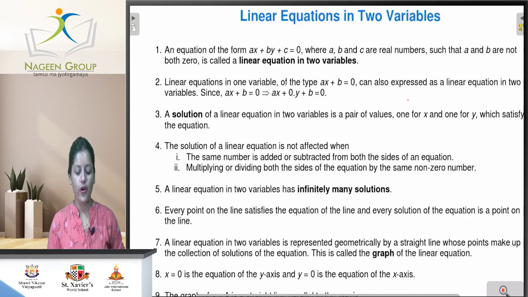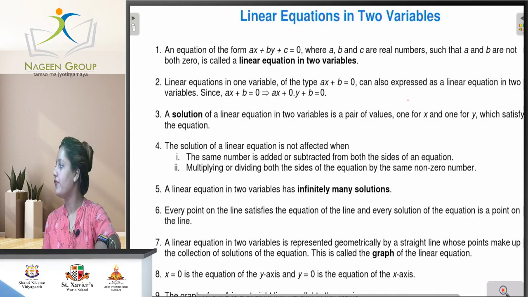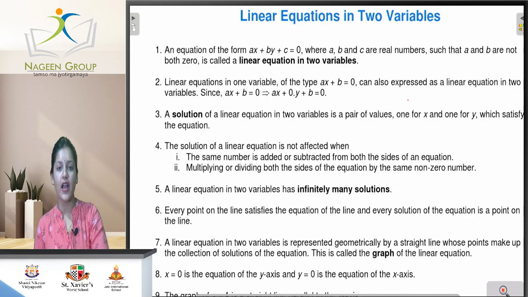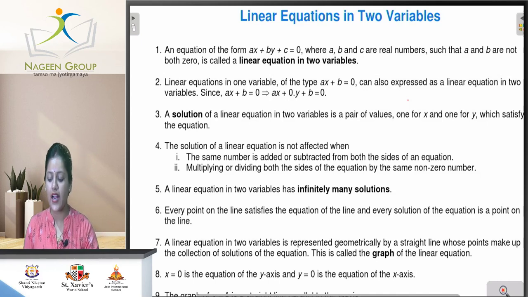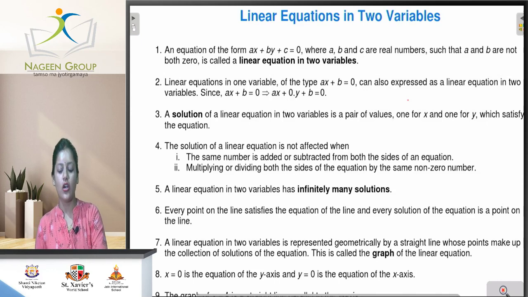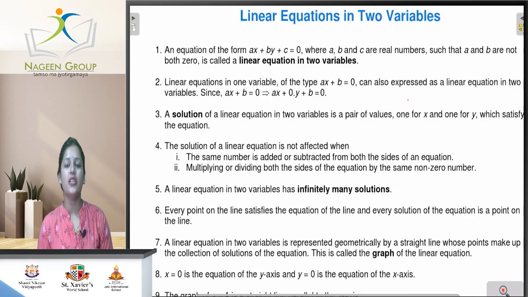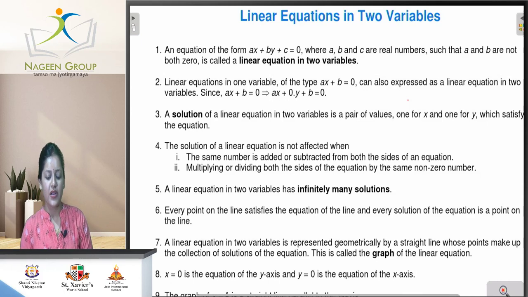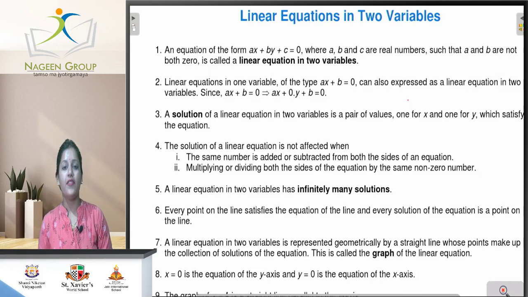The first point is an equation of the form ax + by + c = 0, where a, b and c are real numbers such that a and b are not both 0, is called a linear equation in two variables. As I already told you, an equation has a general form ax + by + c = 0 where a and b are not both 0 at the same time.